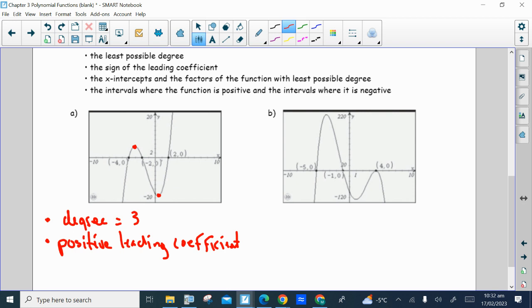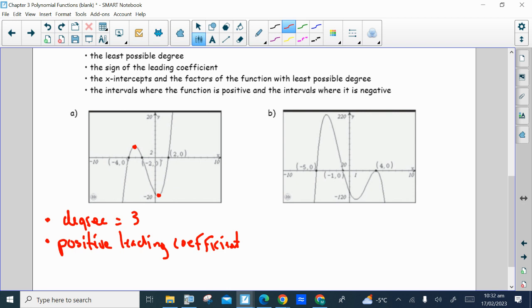So if there's a point of inflection, though, we're always going to assume it's the least possible degree. You'd use degree 3 there. And if the graph bounces off the x-axis, we're going to use the least possible degree, so we will use degree 2 for that factor, that multiplicity.